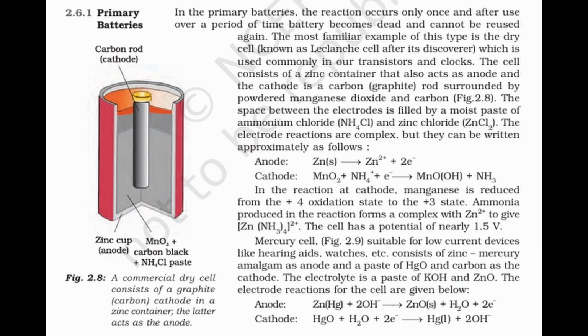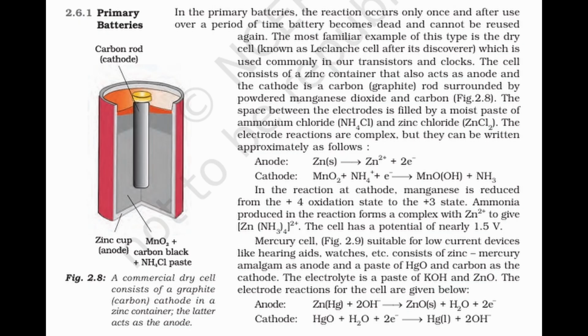In a dry cell, the zinc container itself acts as the anode, while a carbon rod surrounded by manganese dioxide acts as the cathode. The electrolyte is a moist paste of ammonium chloride and zinc chloride. During operation, zinc undergoes oxidation at the anode, releasing electrons, while manganese dioxide is reduced at the cathode. The oxidation state of manganese decreases from +4 to +3.